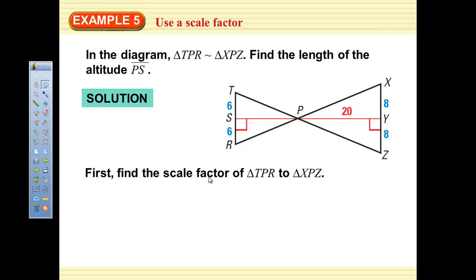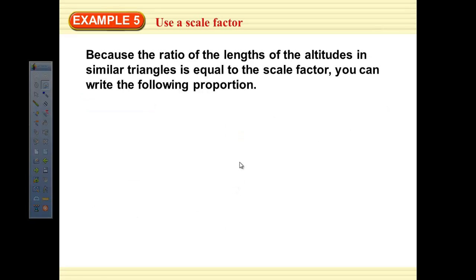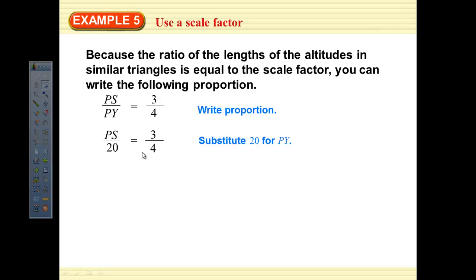So again, we find the scale factor. They did it with 12 over 16, but that reduces to 3 over 4. And then we're going to write this proportion: 3 over 4 equals PS over PY. We substitute in 20. We cross multiply and solve. We get PS equals 15.